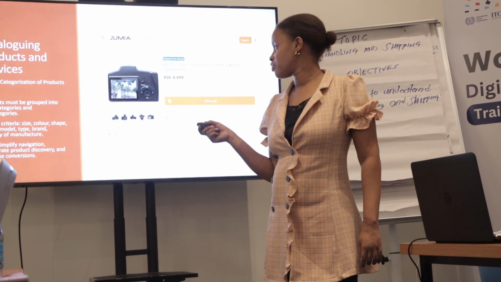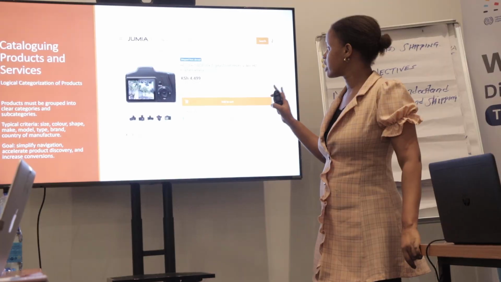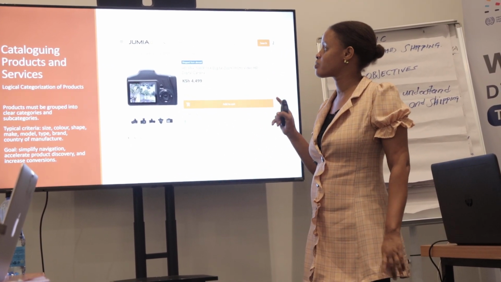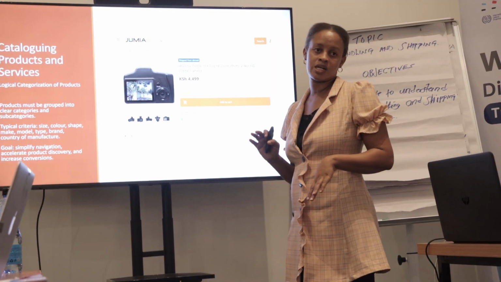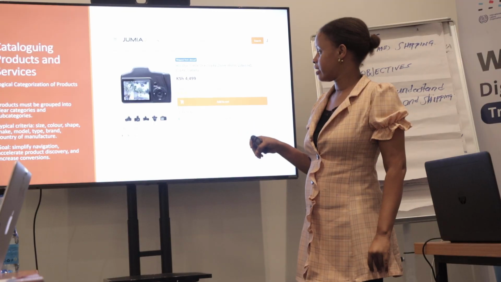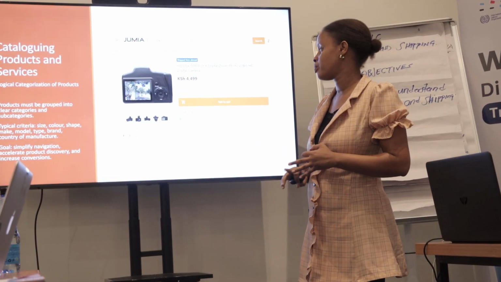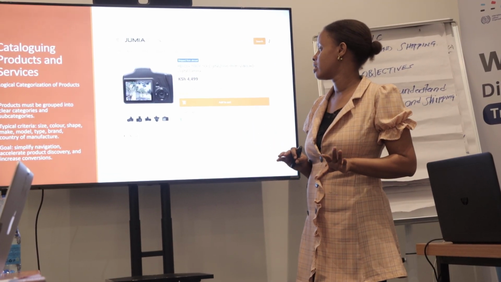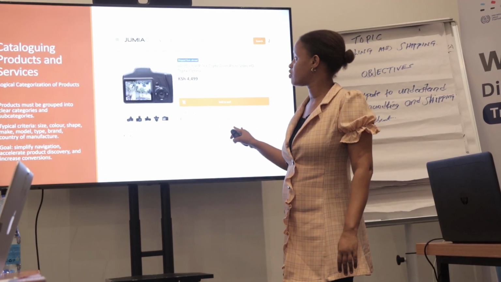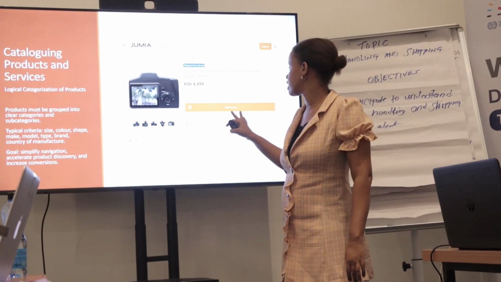Logical categorization of products. Cataloging is the logical categorization of products. One, products must be grouped into clear categories and subcategories. Two, typical criteria, that is size, color, shape, make, model, type, brand, country of manufacture. Now, I've given an example of a catalog.